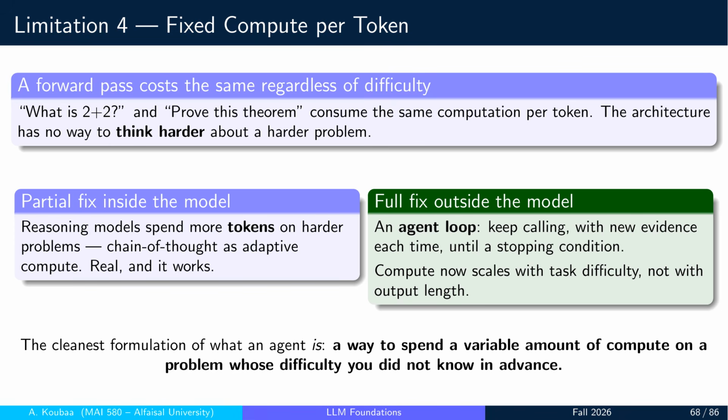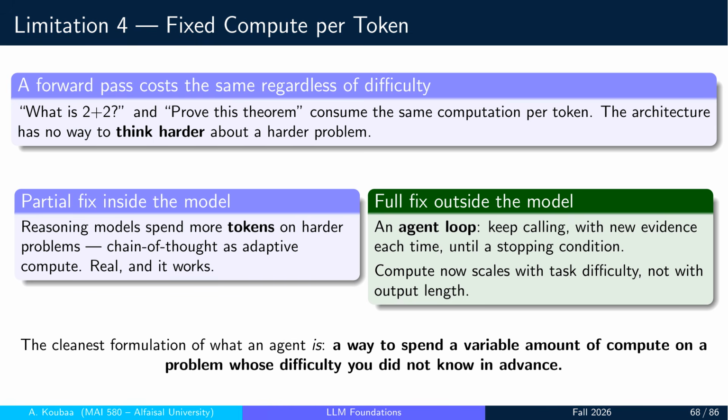And prove this theorem consume the same computation per token. The architecture has no way to think harder about a harder problem. Now, the two responses, and notice that they operate at different levels. Inside the model, there is a partial fix. Reasoning models spend more tokens on harder problems, so chain of thought becomes a form of adaptive compute. That is real, and it works. But notice it is still tied to output length. The only way to spend more is to write more.